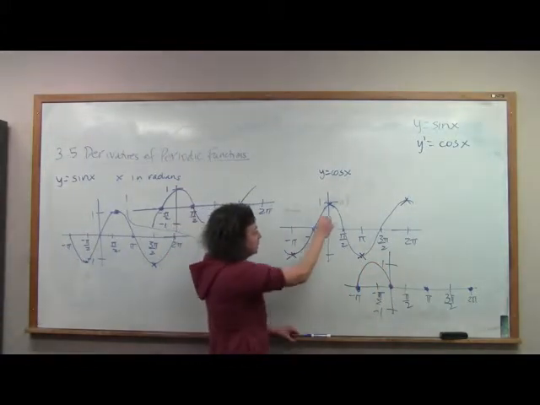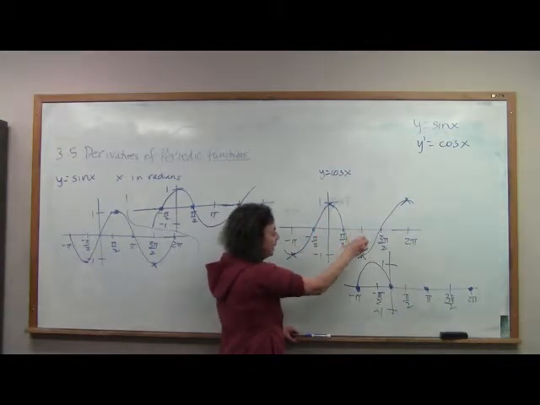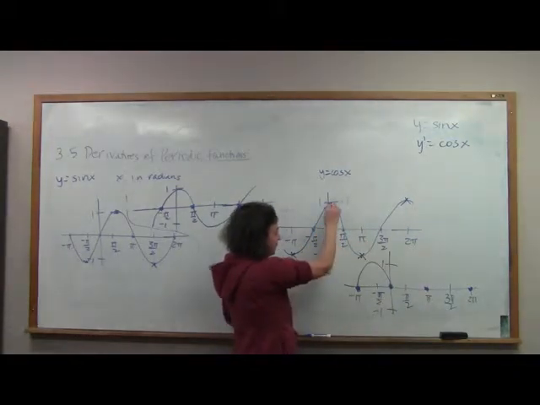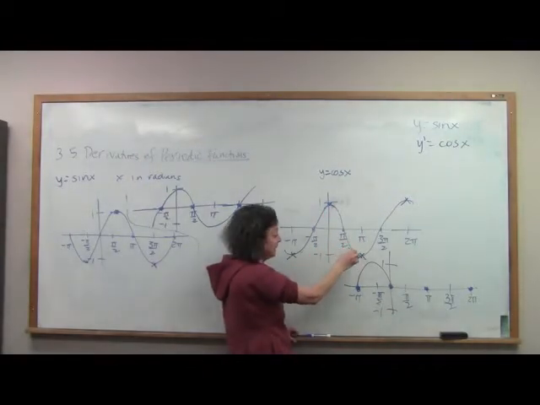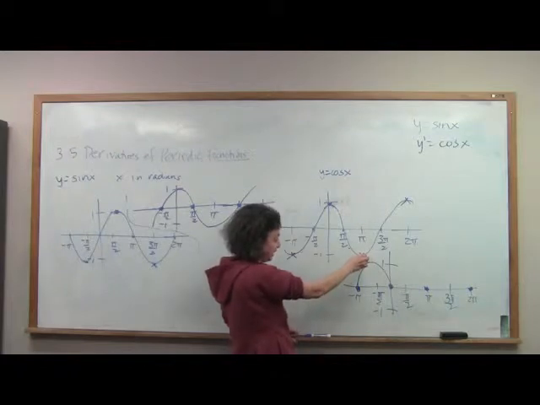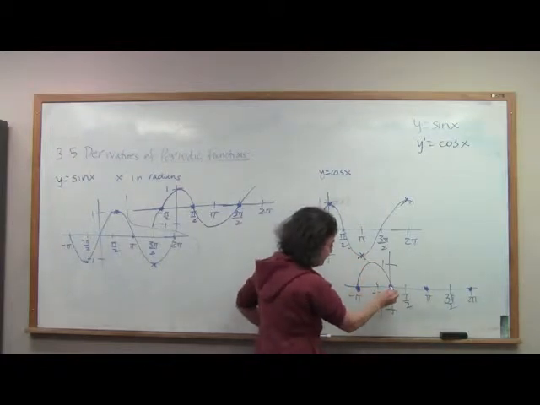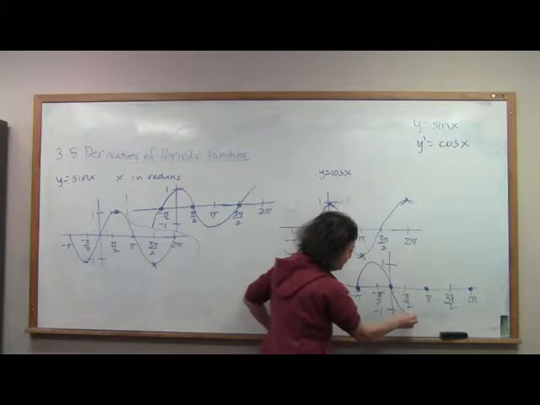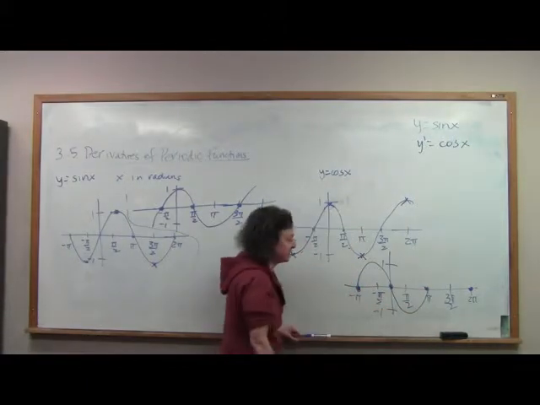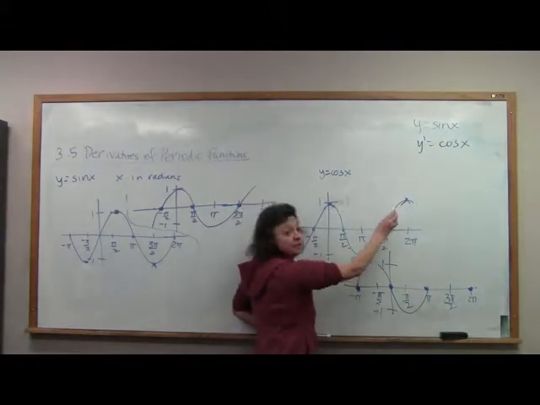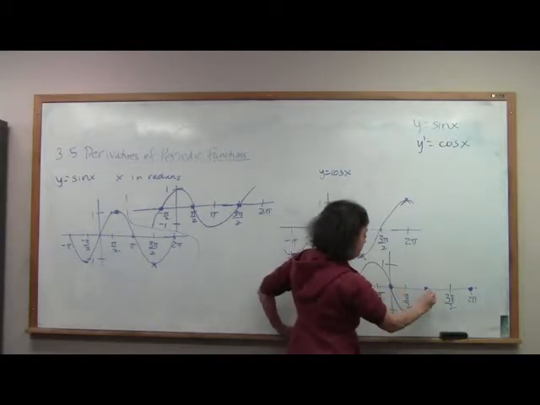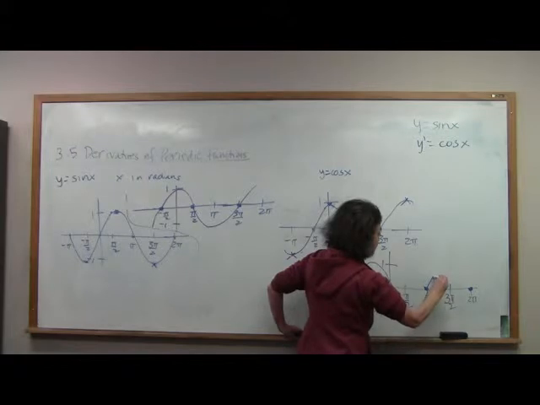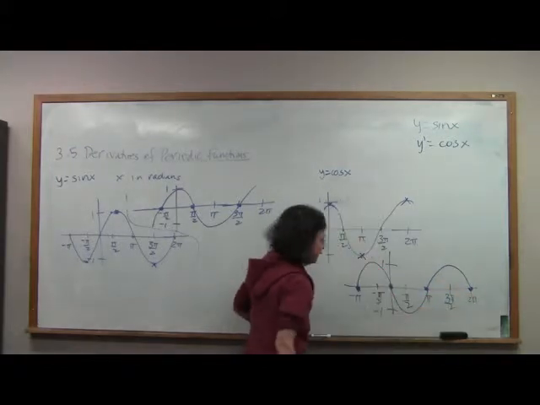Between 0 and pi, my function is decreasing. So it starts at 0, my derivative is negative, and then it goes back to 0. And then we can do a similar thing between pi and 2 pi. My function's increasing, so the derivative starts at 0, gets positive, and goes back to 0.